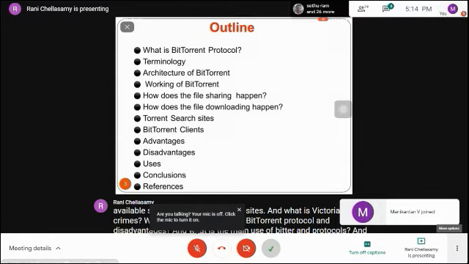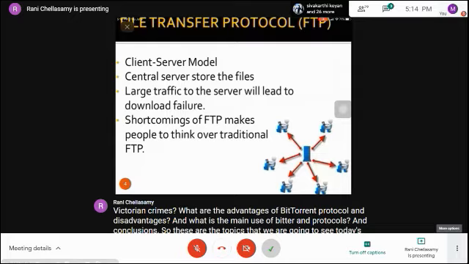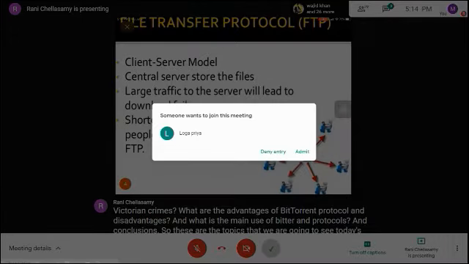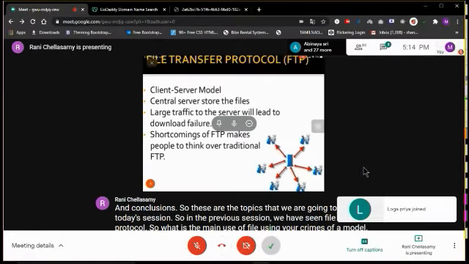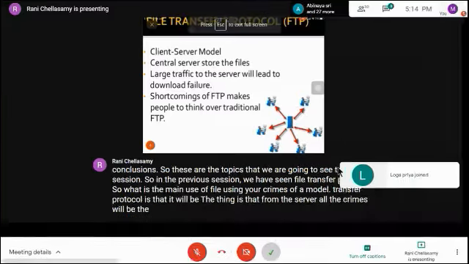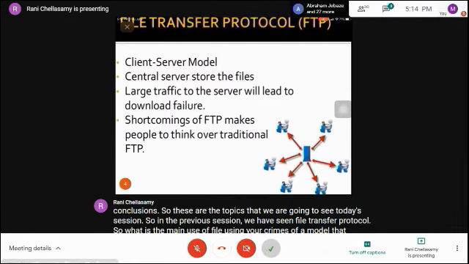In the previous session, we saw the File Transfer Protocol. The main point of FTP is that it uses a client-server model. The files which you are going to share from the server will be delivered to the clients.